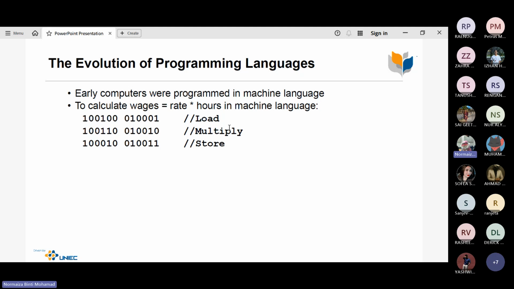it's 100, 110, 0. And then after you multiply, you need to store. The store is 100, 010, 01, 1. So basically, the machine language is on the left side, binary numbers. Those are the machine language.